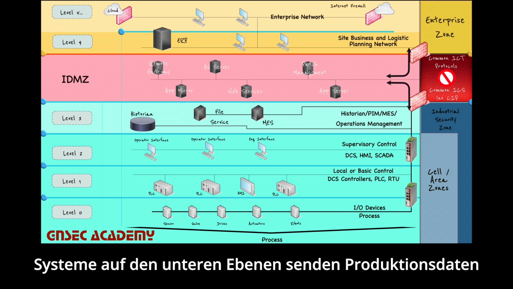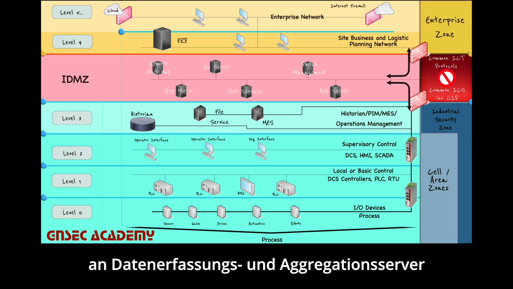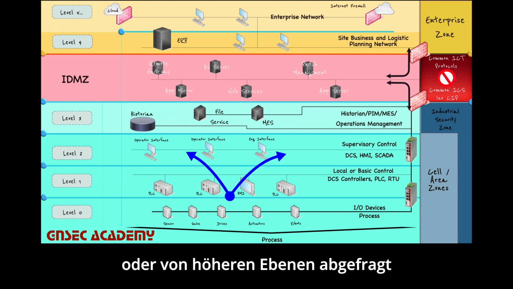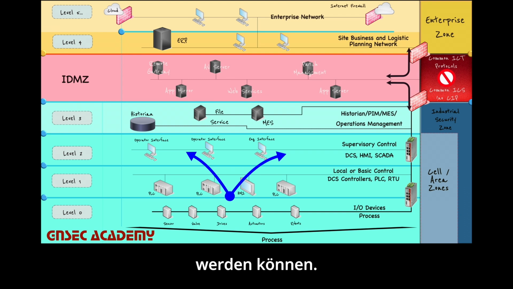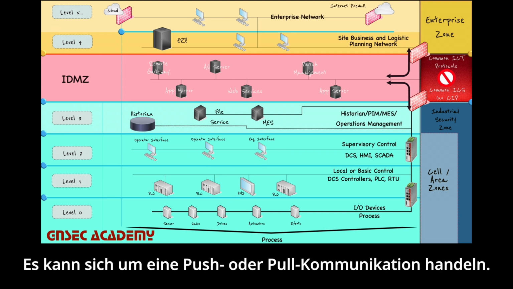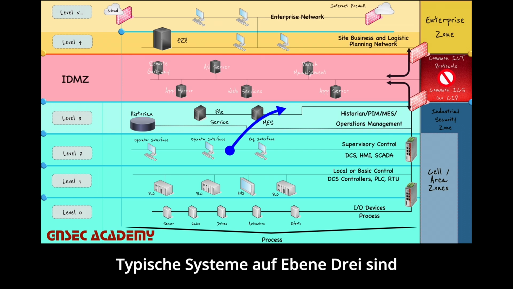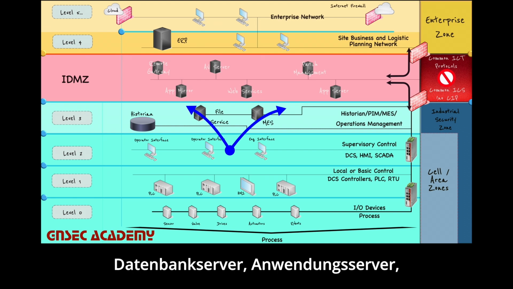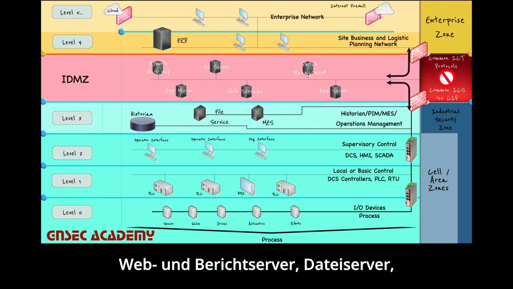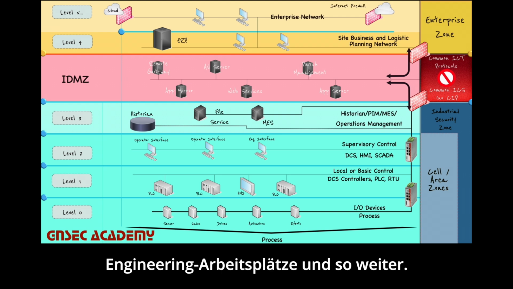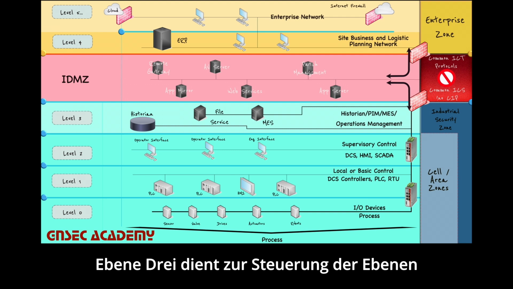Systems in lower levels send production data to data collection and aggregation servers in this level, which can then send the data to higher levels or can be queried by systems in higher levels. It's a push versus a pull operation. And systems typically found here in level 3 include database servers, application servers, web and report servers, file servers, Microsoft domain controllers, HMI servers, engineering workstations, and so on.